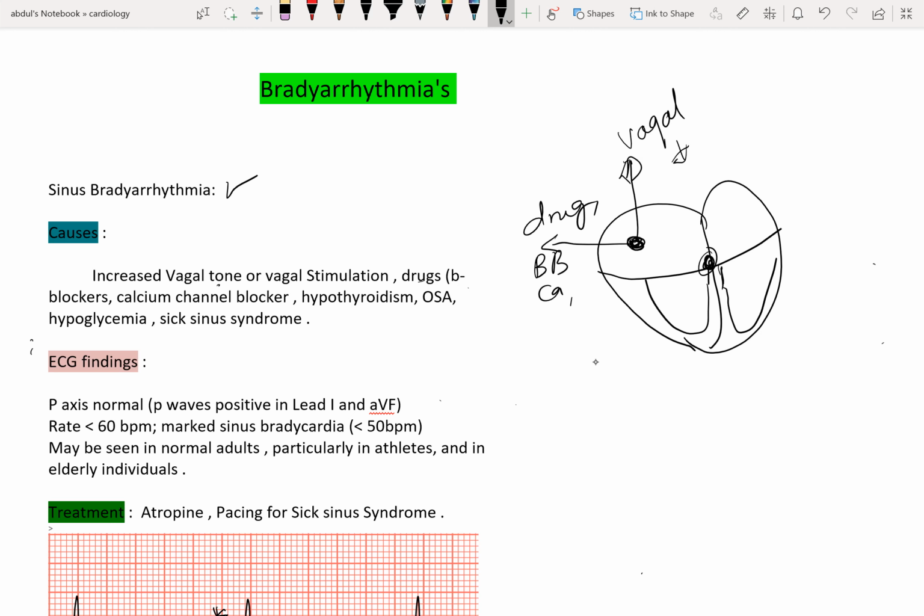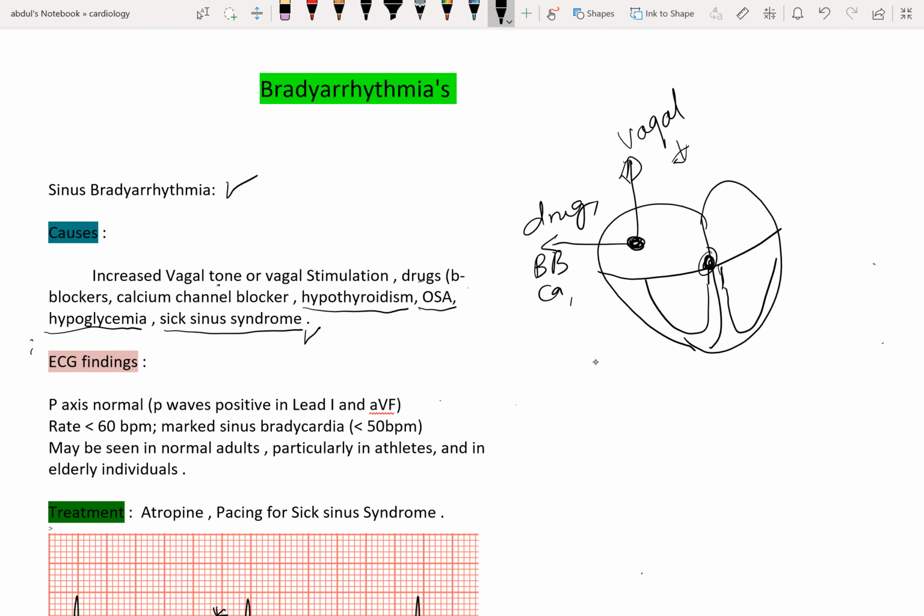So it might lead to bradyarrhythmia and the signs of fainting, lightheadedness, the syncope basically, possibly chest pain as well. Another thing that can cause it is, for example, hypothyroidism, right? Hyper causes an increase in heart rate, hypo causes a decrease in heart rate. Obstructive sleep apnea, hypoglycemia, sick sinus syndrome. As you guys know, this can possibly increase or decrease the heart rate.